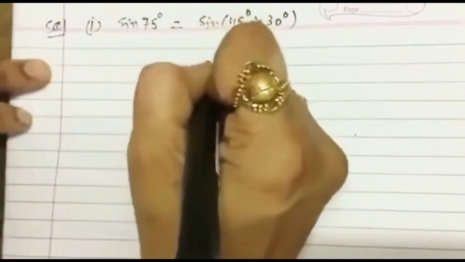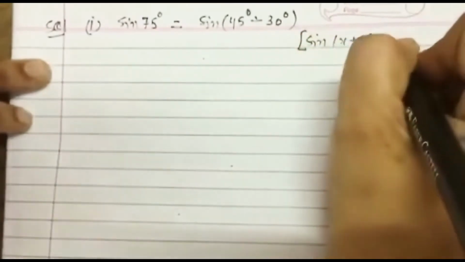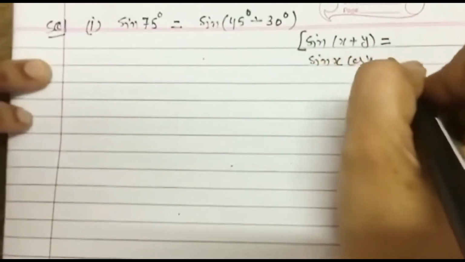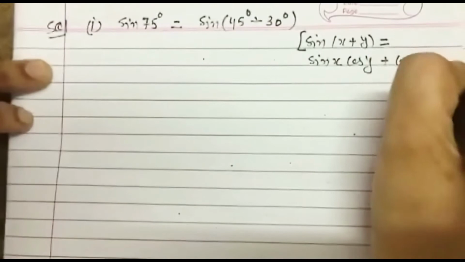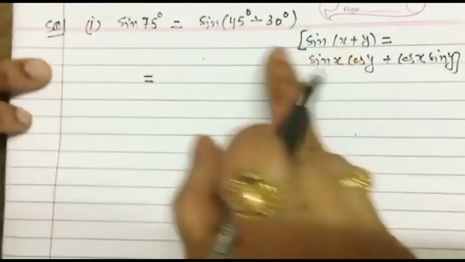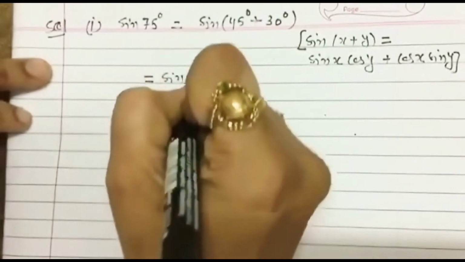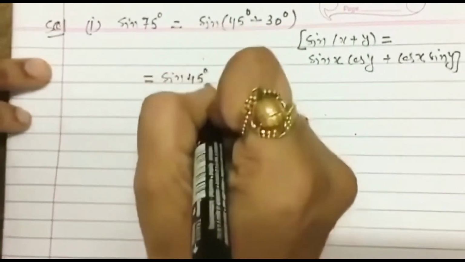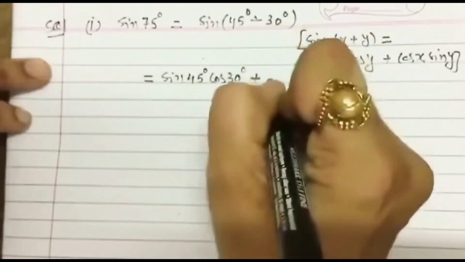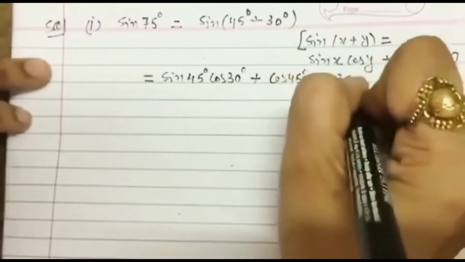Now apply the formula sin(x plus y). You know it is sin x cos y plus cos x sin y. Same here: in place of x it is 45, in place of y it is 30. It is sin 45 degrees cos 30 degrees, then plus cos 45 degrees sin 30 degrees.